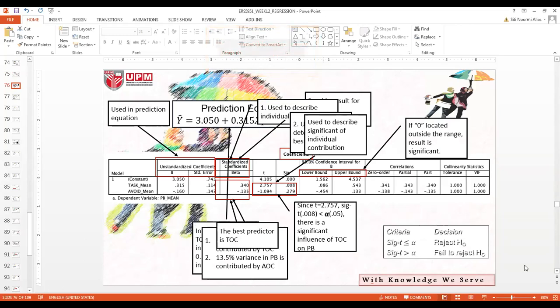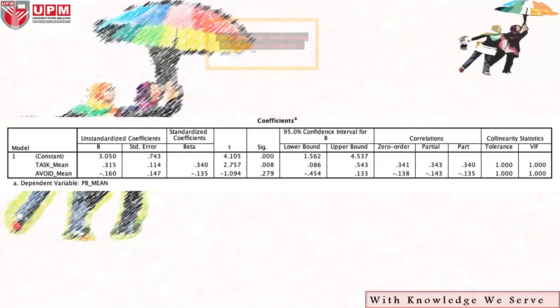Actually yes, this one. When you want to come up with the conclusion which one is the dominant predictor, check for the standardized beta coefficient here. Check for this one and then check for this beta. So since in this case our beta value for task oriented coping is 0.340, larger than negative 0.135, we can conclude that task oriented coping is the most dominant predictor in this model.